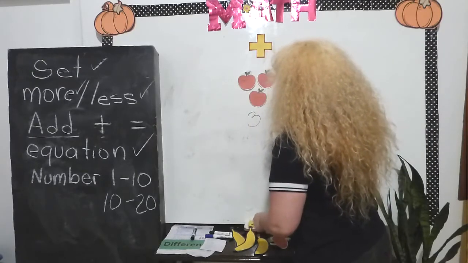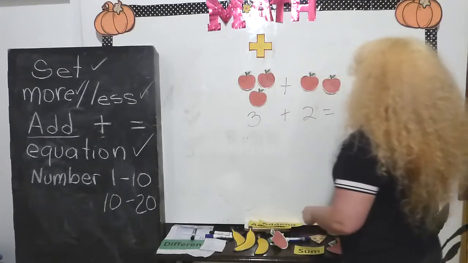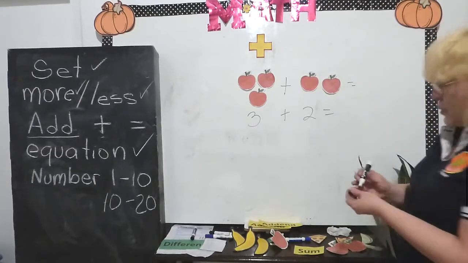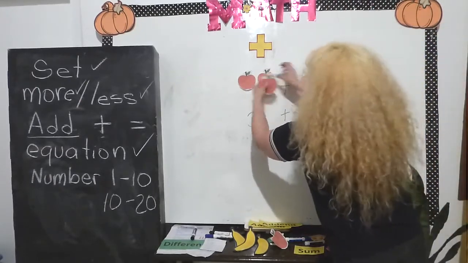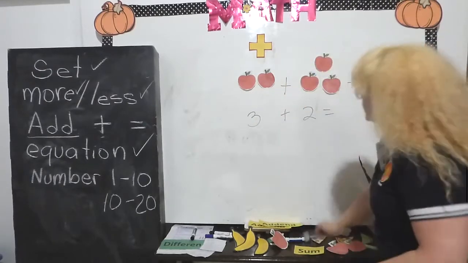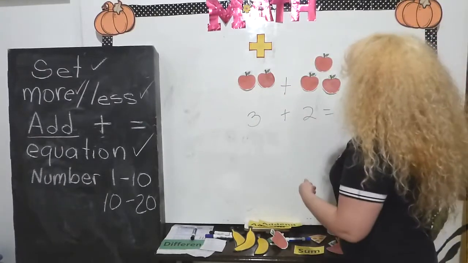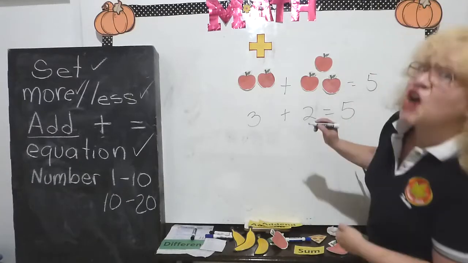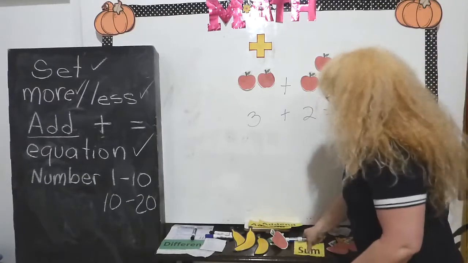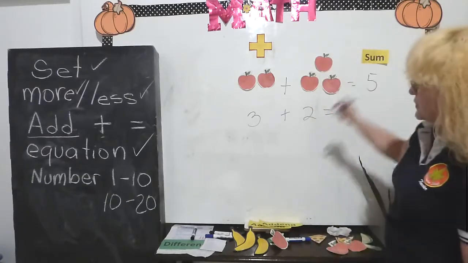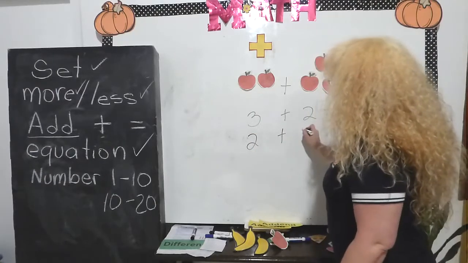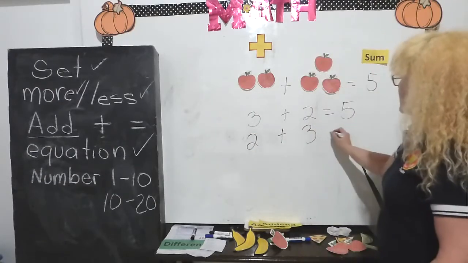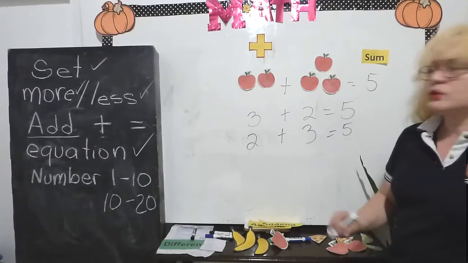3 plus 2. Okay? What if I change? You see? My sum is 5. My sum is 5. 2 plus 3, 1, 2, 3 equals 5.